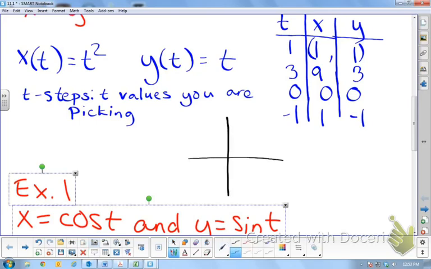So if I make my graph, I can now plot these individual points. 1, 1, 9, 3, 0, 0, and 1, -1. And we do get our sideways parabola.